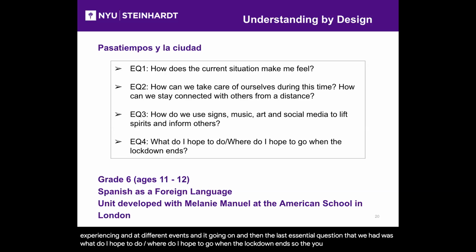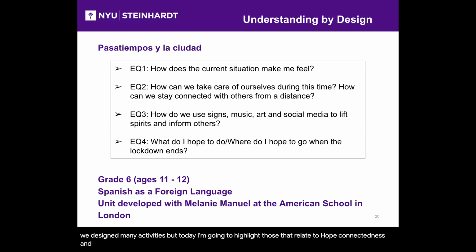So the unit was implemented in a 6th grade classroom. So we have students ages 11 to 12. I think there was one that was 13, in the context of a Spanish as a foreign language classroom. And I will say, even though I'm focusing on Spanish here, this unit is very easily modifiable to an English context or to teaching any other language, really. So using these questions, we designed many activities, but today I'm going to highlight those that relate to hope, connectedness, and safety. So I'll show you examples of what that looked like.